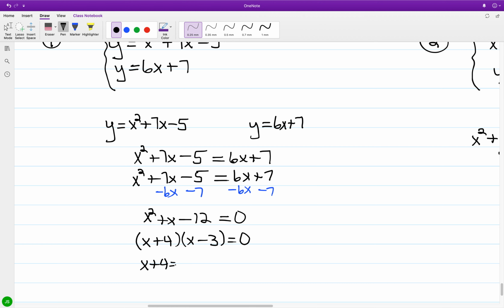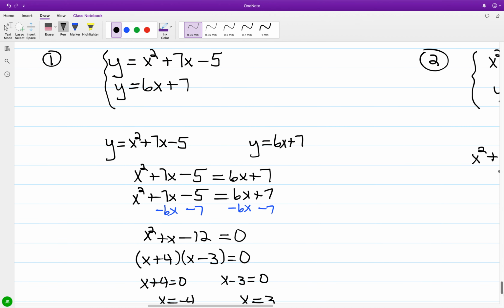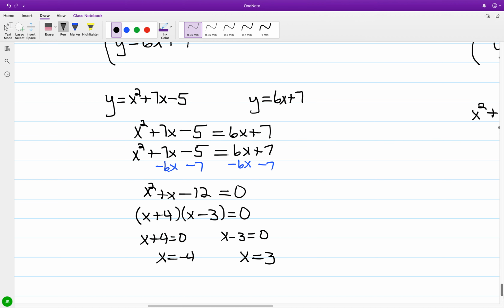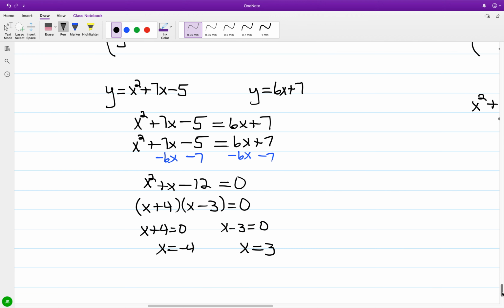If x plus 4 is equal to 0, well, we have x equal to negative 4. If, on the other hand, I have x minus 3 equal to 0, well, x is equal to 3. All right. Now, if you notice, you have two solutions in x. Now we'll be looking for the one solution for y for each part. So I have two solutions in x, and there will be two solutions in y.